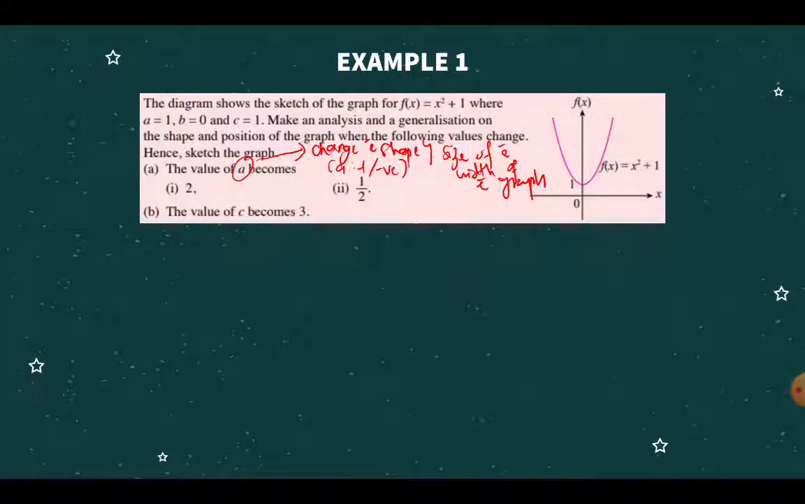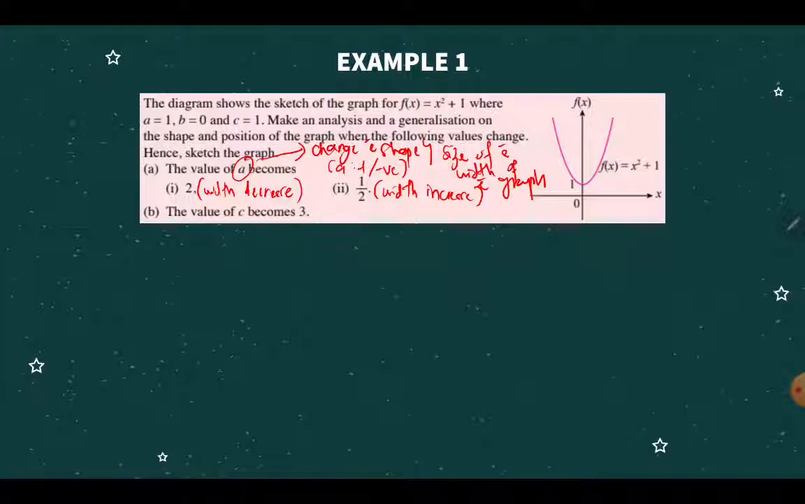So when it becomes 2, does the width increase or decrease? The width will decrease, right? So what about a half? a becomes half, and half is smaller than 1. So if the number is bigger than 1, the width becomes smaller. So this will be an increase in width.